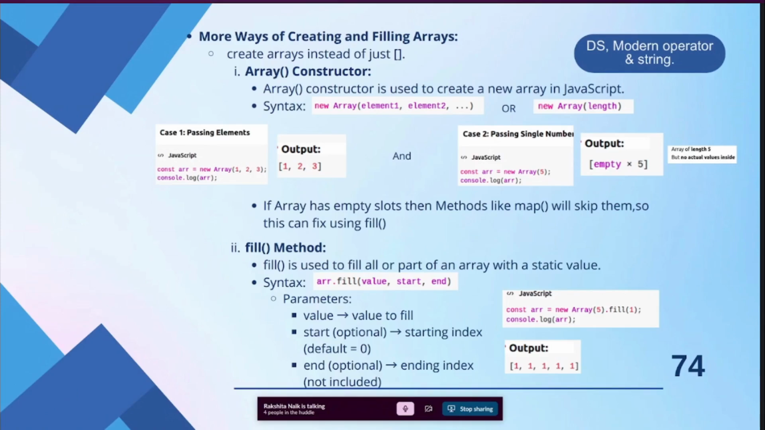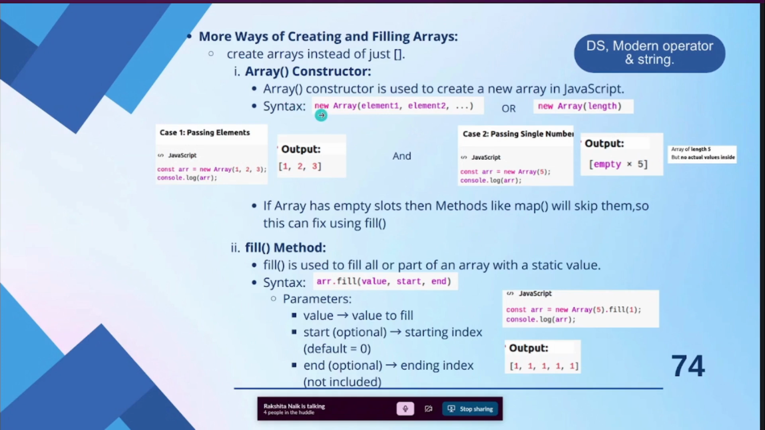On to more ways of creating and filling an array. So we can create an array not only with square brackets but also with the array constructor. First is the array constructor. The Array constructor is used to create a new array in JavaScript.